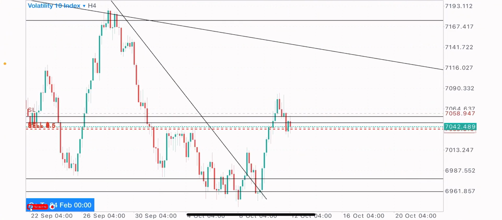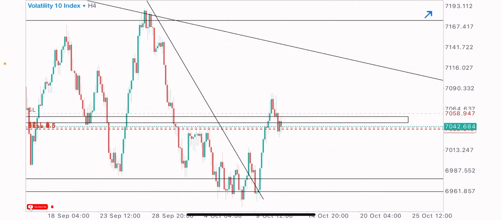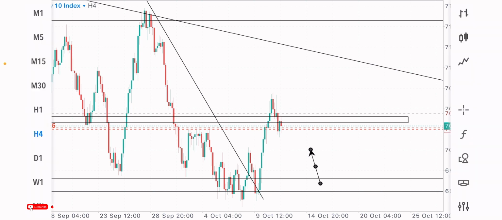So coming back to the 4-hour time frame, I'm expecting the sells on this index. I took my sell trade at this point basically. We're in a drawdown, but I'm still expecting the sells on this index. I had my stop loss at this zone, so I'll give you guys an update on how it played out.